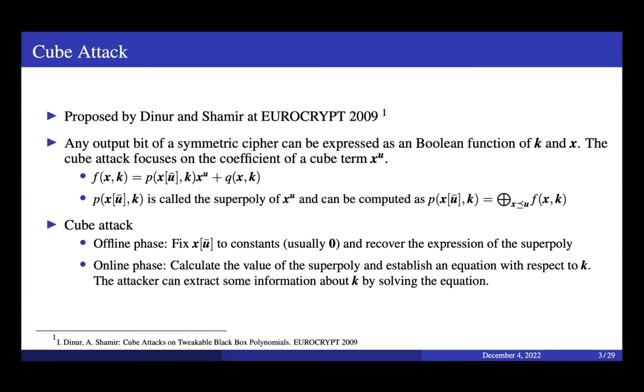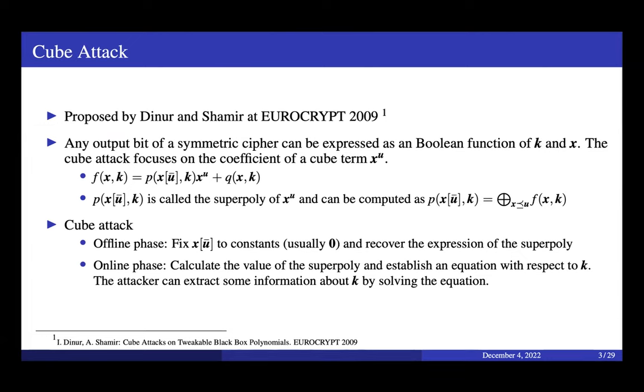Okay, so the cube attack was proposed by Dinur and Shamir at Eurocrypt 2009. Any output bit of a symmetric cipher can be expressed as a Boolean function of the secret variables K and the public variables X. The coefficient of a cube monomial X^U in this Boolean function is called the superpoly, and its value can be calculated according to the Möbius transform.